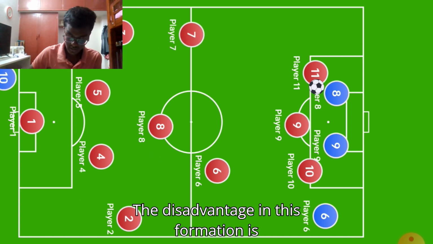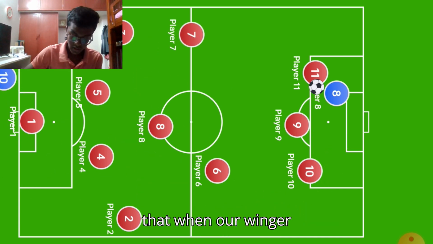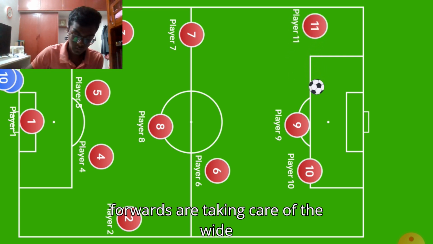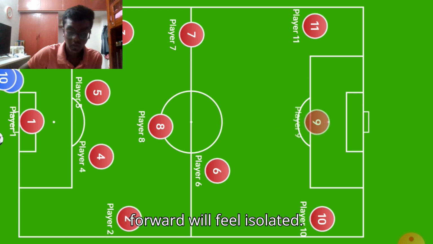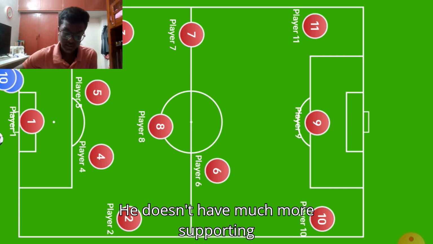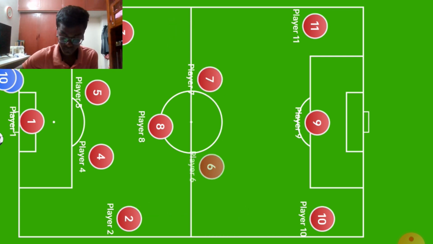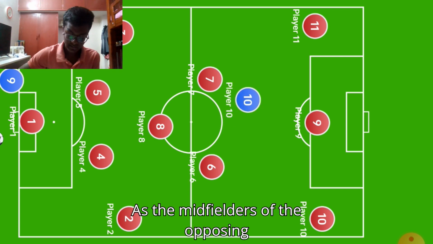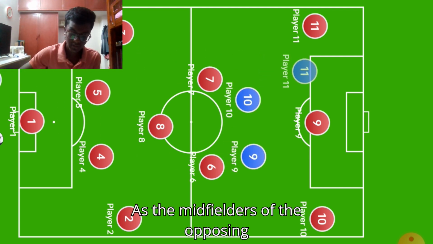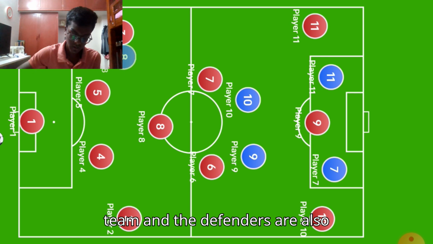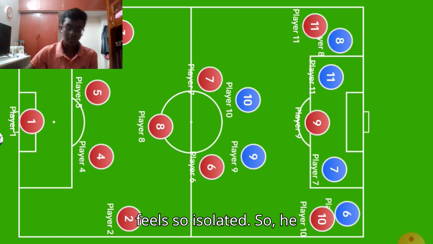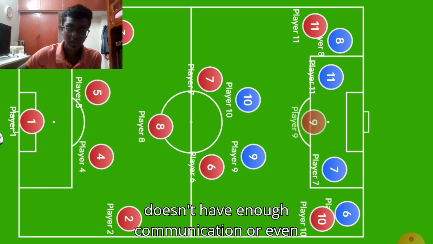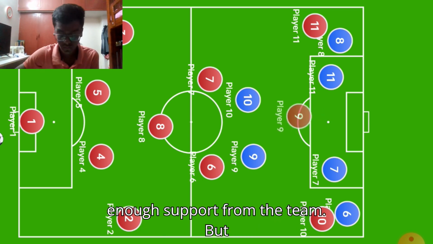The disadvantage in this formation is that when our winger forwards are taking care of the wide areas of the pitch, our center forward will feel isolated. He doesn't have many supporting players with him, as the midfielders of the opposing team and the defenders are also there. Our number 9 feels so isolated. So he doesn't have enough communication or even enough support with the team.